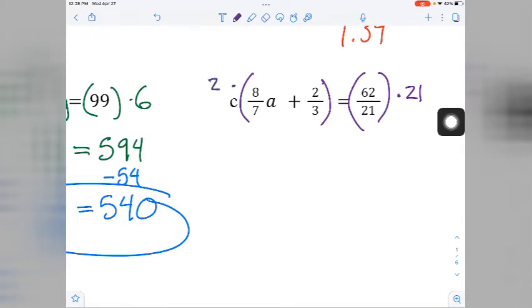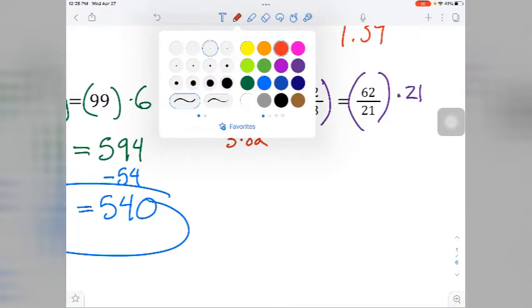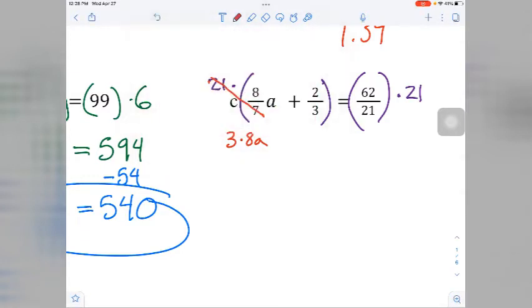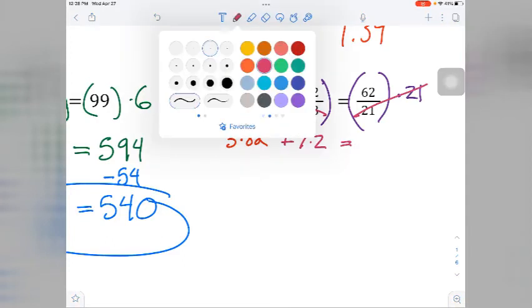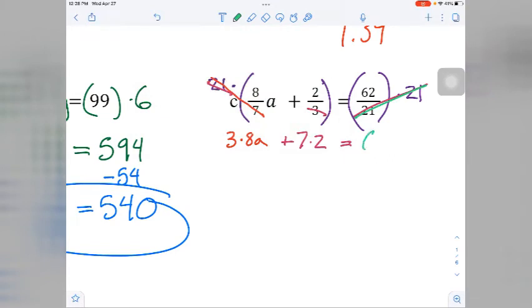So 21 is divisible by 21, 7, and 3. And so if I multiply by 21 here, then I'll do a little cancellation. This 21 divided by 7 turns into 3 times 8a. And 21 divided by 3 turns into 7 times 2. So instead of it being 21 times 2 divided by 3, it's now just 7 times 2. And then on the other side, 21 divided by 21 is 1, so this just turns into 62 times 1, which is 62.